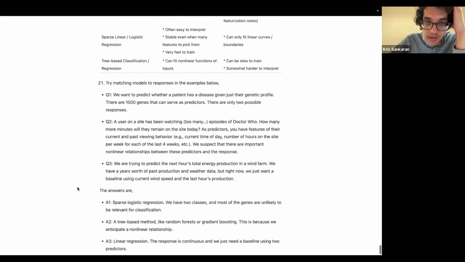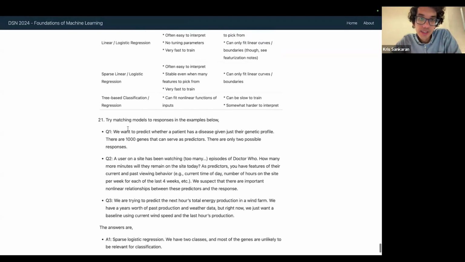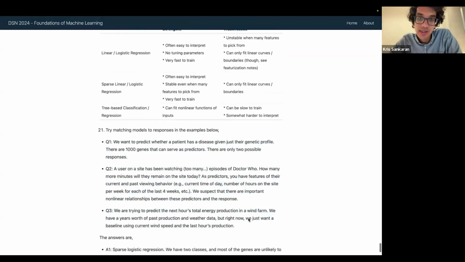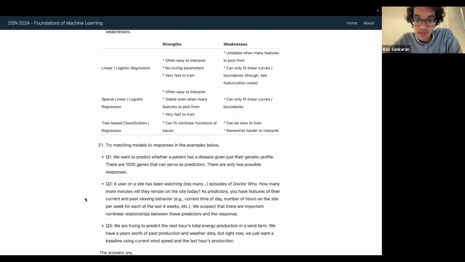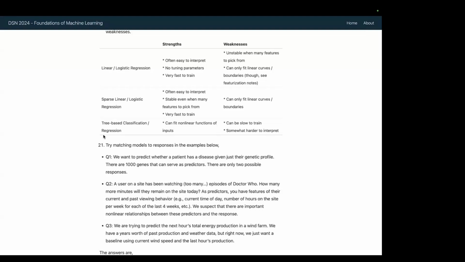I have some questions you can use to test your understanding, and some answers below. But in the interest of time, are there questions about these notes before I move on to the next one? Any question? We have one question.